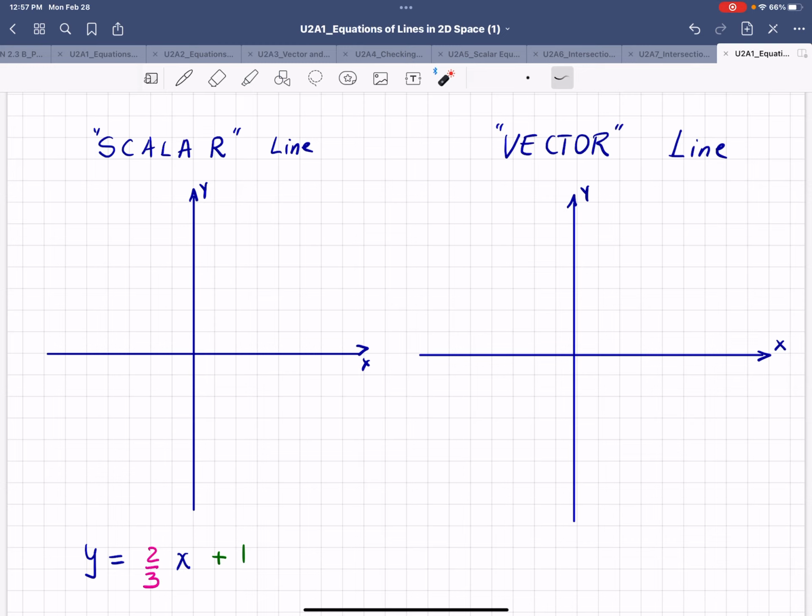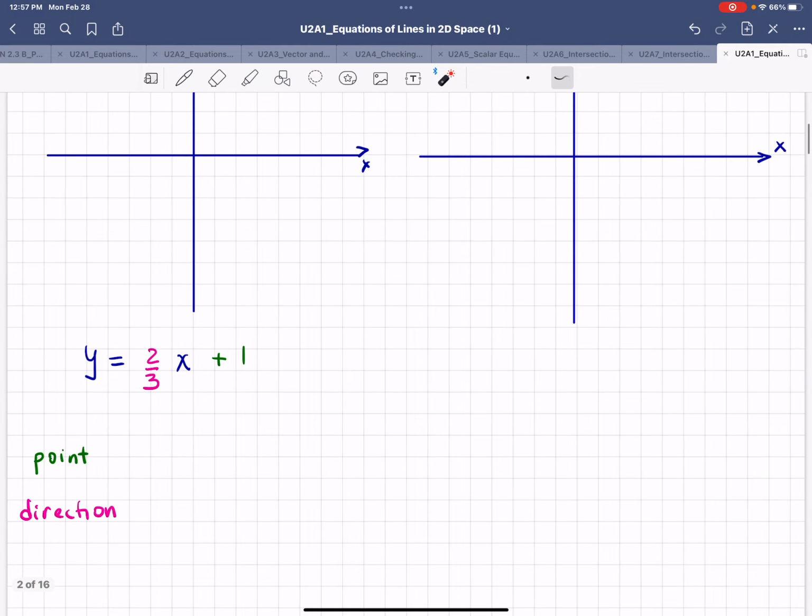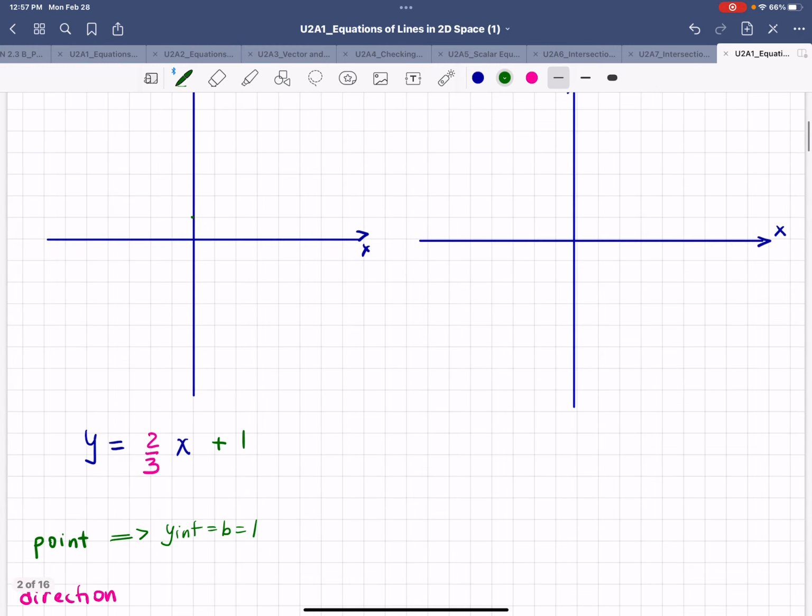So let's get started. As an example for the scalar line, or drawing the line by using a scalar equation, I brought in y equals 2 over 3x plus 1, which is slope y-intercept form. Now recall that to draw the line, we're going to need a point and a direction. And it's easy to see in this case. As a point here, we're going to use the y-intercept that is given from the equation, or the value of b, which in our case is 1. So we plot the point 1 in here.